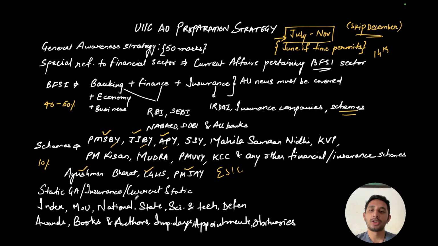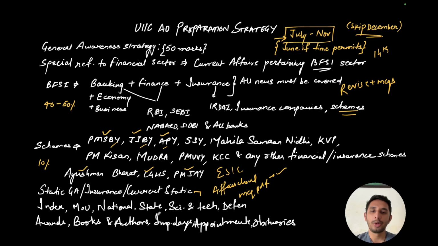So static GA, insurance, current static needs to be done well. It can be done from Affairs Cloud MCQs PDF. You can find the MCQ PDF at the end of the PDF, where current static is given, so you can cover that from here. You can cover these things from the Affairs Cloud PDF as well. It is up to you if you want to cover from the monthly PDF, the pocket PDF, or the weekly PDF. Revise it properly. Revision is very important, along with MCQs.